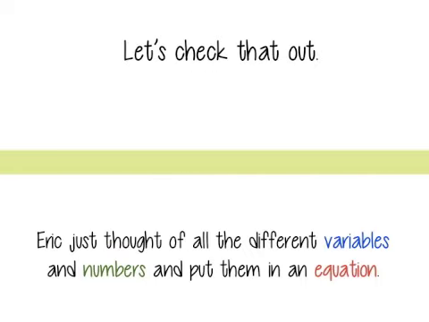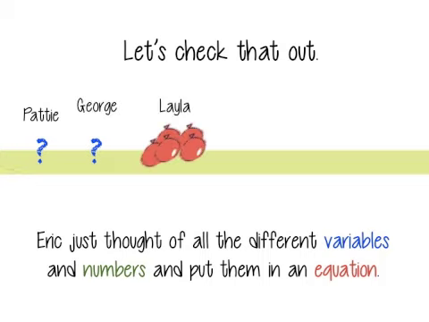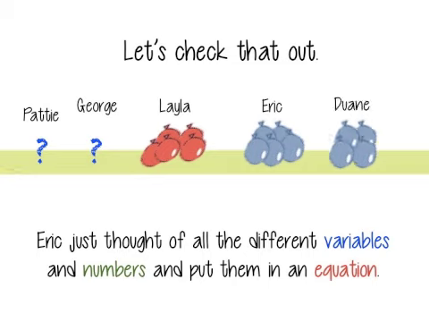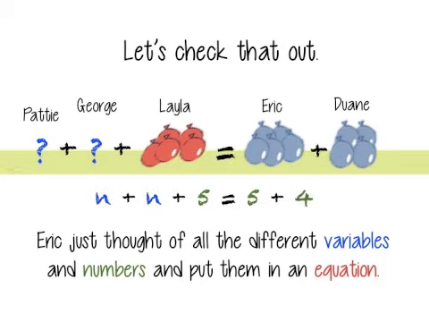Let's check that out. Eric just thought of all the different variables and numbers and put them down in an equation. See, Patty, he didn't know anything. George, he wasn't sure. Layla had 5, Eric had 5, and Dwayne had 4. It looks like an equation. So we'll use n for our variable. So we have n for Patty and n for George and 5 for Layla, which equals 5 for Eric and 4 for Dwayne.